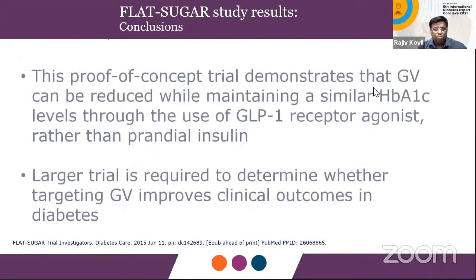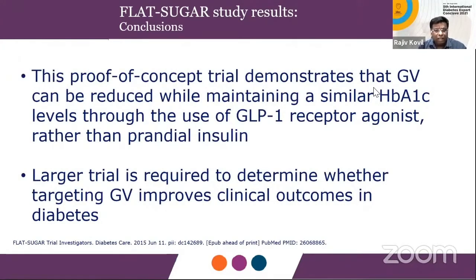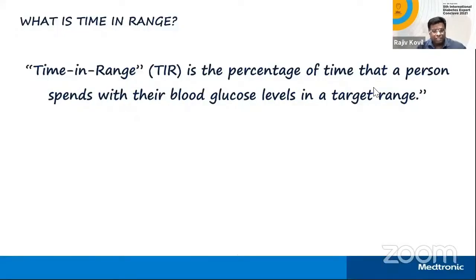So again, this was a proof of concept. We had 200 patients, but it was a proof of concept that you could actually achieve similar HbA1c with two different types of treatment and could reduce a lot of inflammatory markers. Probably that is the missing link. We need a larger trial to actually prove this hypothesis as such.